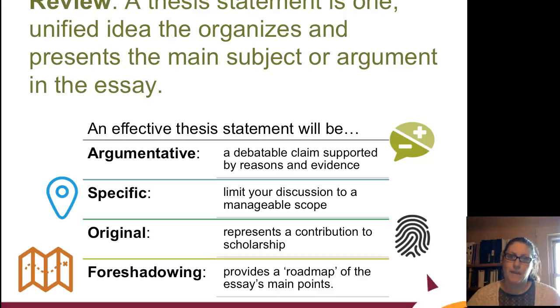First, to review. A thesis statement is one unified idea that organizes and presents the main subject or argument in the essay. An effective thesis statement will be argumentative, and by that we mean it will be a debatable claim supported by reasons and evidence. It will also be specific. You should limit your discussion to a manageable scope. It'll also be original. You want to represent a contribution to the scholarship. Finally, it should foreshadow and provide a roadmap of the essay's main points.